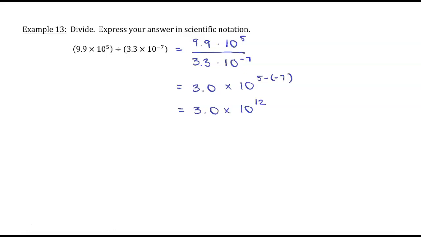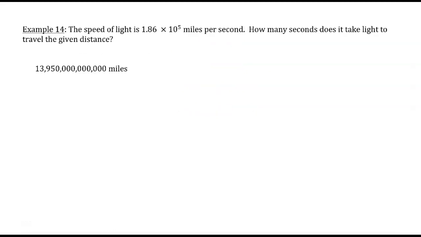Let's go on to our final example. In example 14, we're given that the speed of light is 1.86 times 10 to the 5th miles per second. How many seconds does it take light to travel this given distance? That's 13,950,000,000,000 miles. First, let's rewrite this giant number in scientific notation.